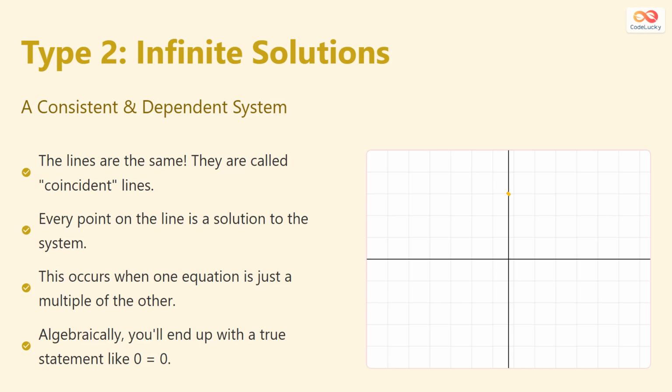Now, what if there are infinite solutions? This occurs when the two equations actually represent the exact same line. We call these coincident lines. Every point on the line is a solution. This system is called consistent and dependent.